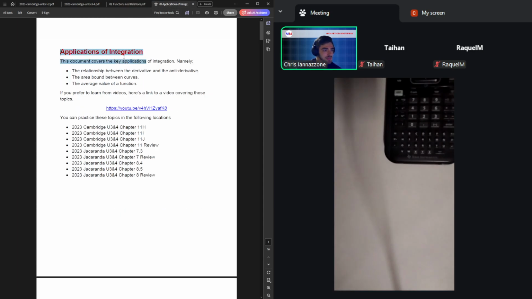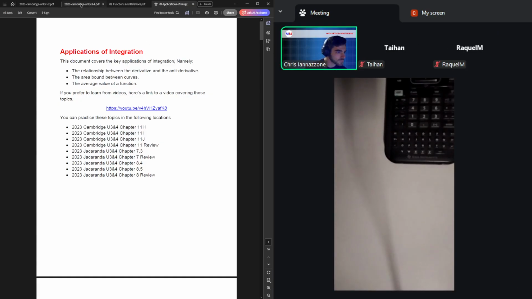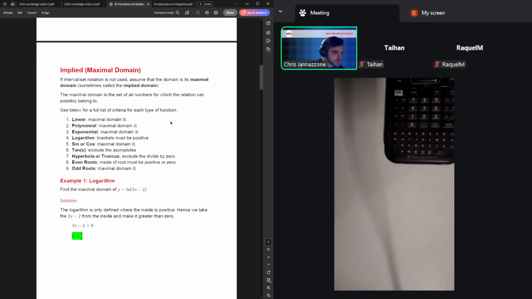Then we'll move on to the applications of integration, where, yeah, we'll probably touch on those from the ground up, because I'm pretty sure some of you haven't had a look at this just yet. Cool, so let's crack on.